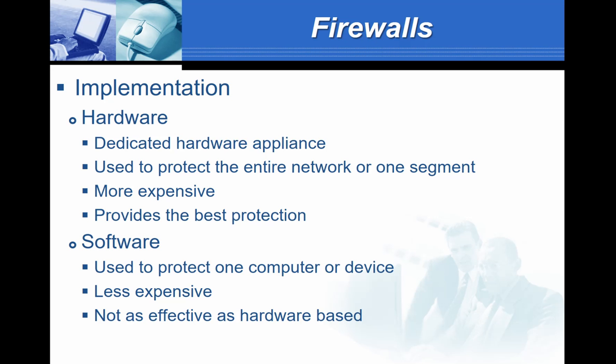Software, on the other hand, you just put it on one computer. You can actually use the Windows firewall that comes with Windows 10. It's much less expensive, especially since it's usually free, but it's not as effective as hardware. Plus, it needs to be configured on each machine.